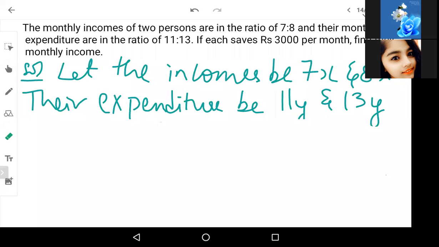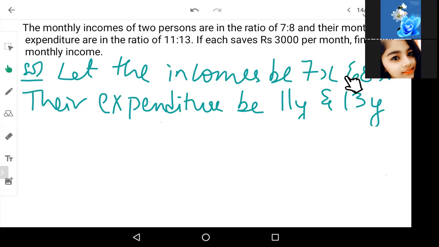Okay. Now moving on to the next question. The monthly income of two persons are in the ratio of 7 is to 8 and their monthly expenditure are in the ratio of 11 is to 13. If each saves 3000 rupees per month, find their monthly income.